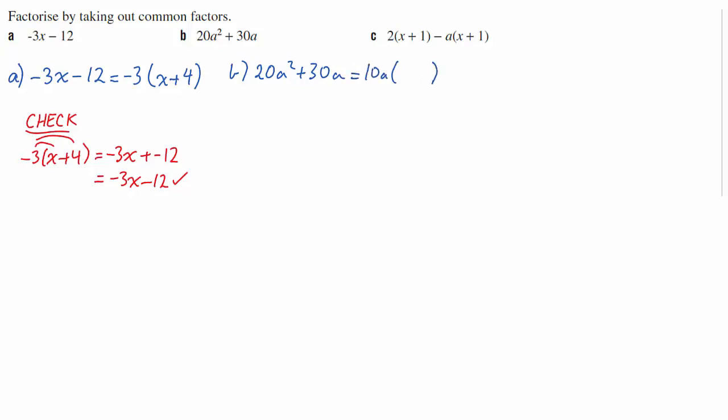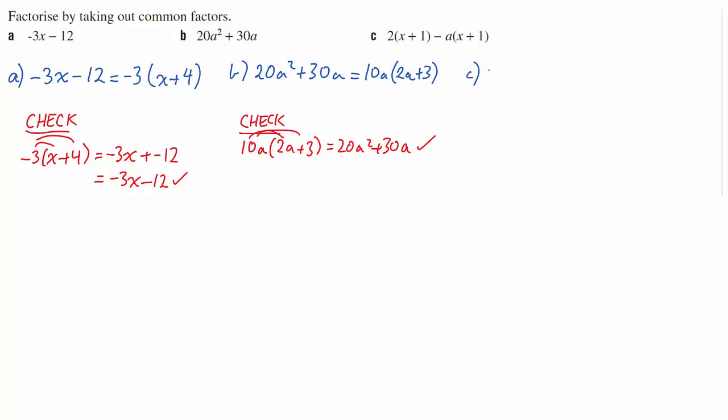To work out what goes in the brackets, we need to get 20a squared. So 10a times 2 would give me 20a, and multiplying by a, that will give us the 20a squared. To get 30a, we're going to need to multiply 10a by 3. Let's check that by expanding. So 10a times (2a plus 3) is 20a squared plus 30a, which is correct.